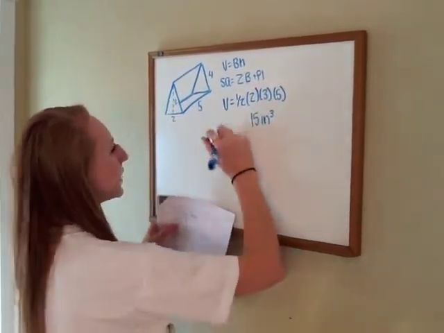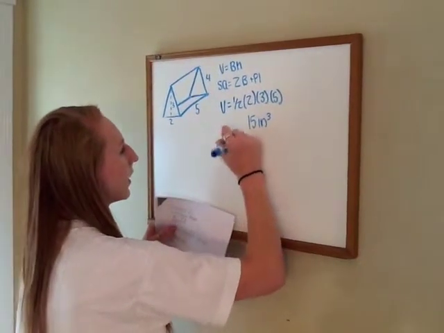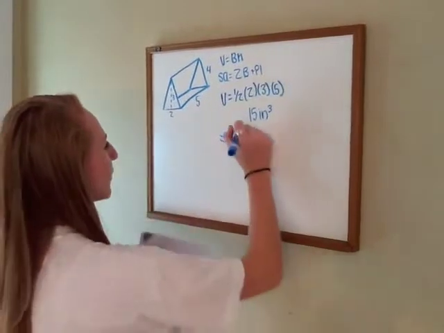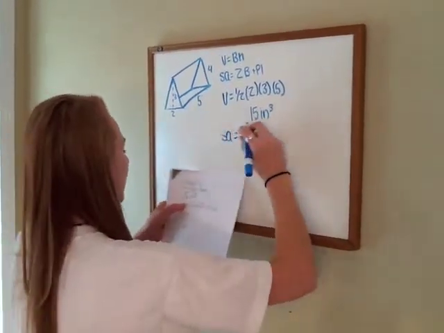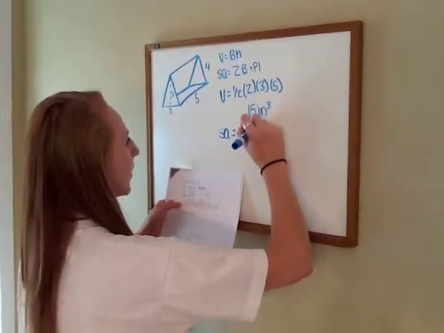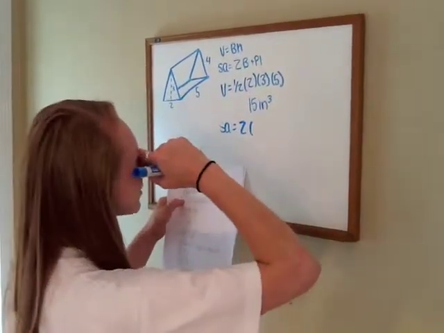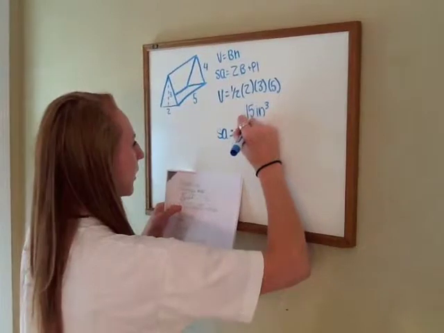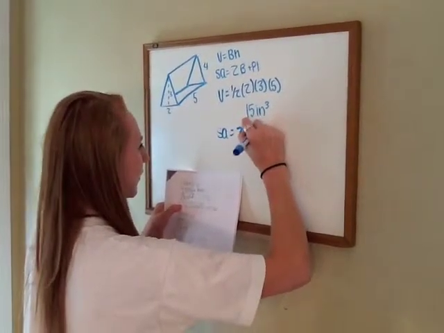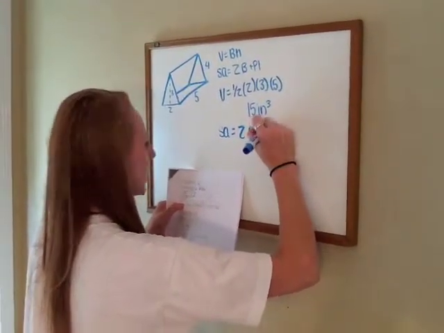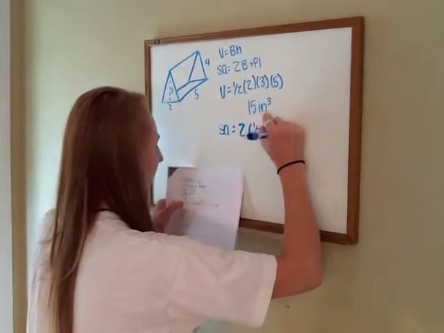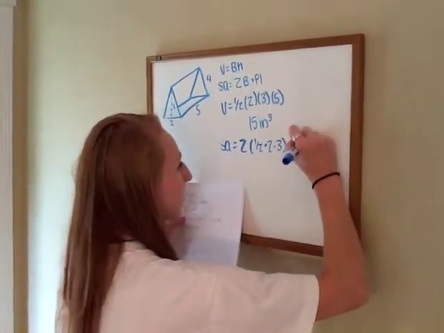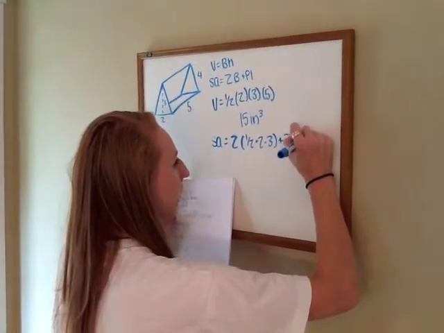And then surface area is the same thing, where it's not just base, you have to find the area of the base. So the equation for that is 2 times base plus PL. And you're going to plug in the numbers, okay, so you do 2 times the area of the base, so that's 1/2 times 2 times 3, plus 2 times 4 times 5.